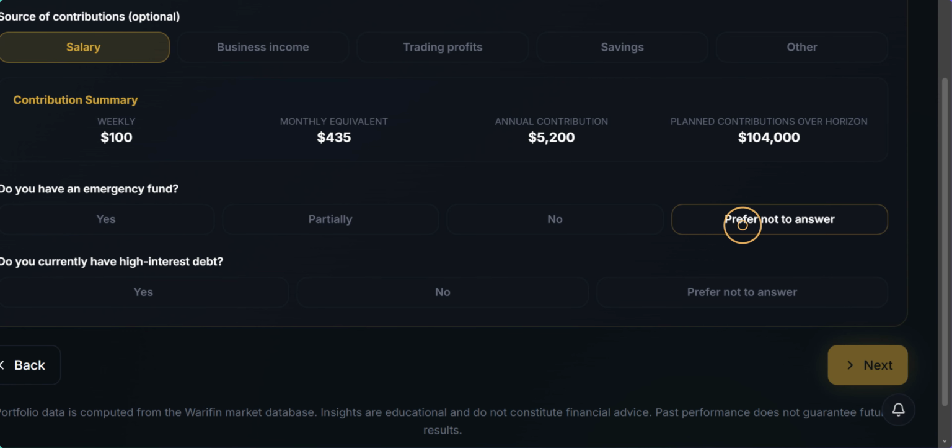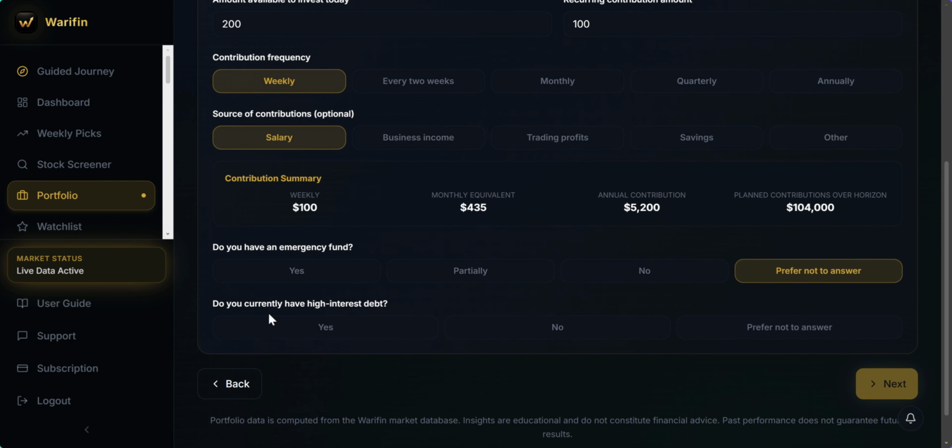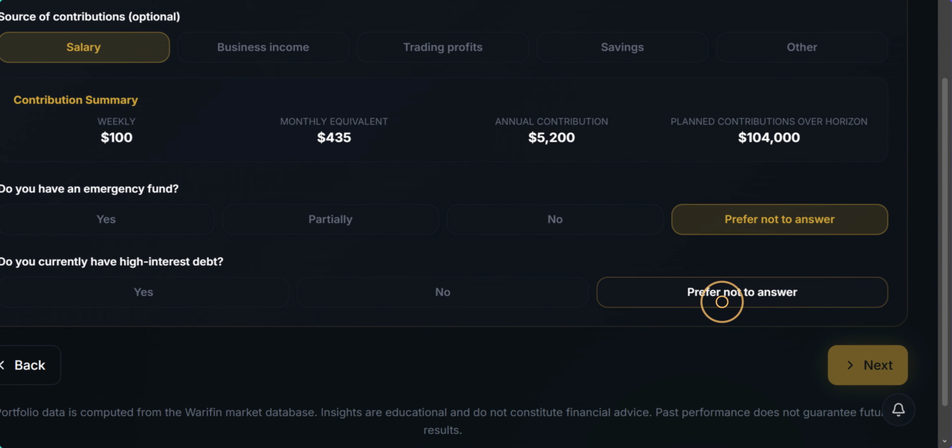Confirming your emergency fund status helps the system gauge if you have a safety net in place. Outstanding high-interest debt can heavily influence whether you should prioritize investing or repayment. Answering the high-interest debt question ensures the final plan is built on a solid financial foundation.